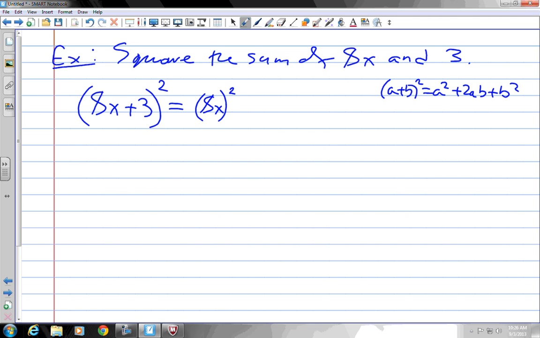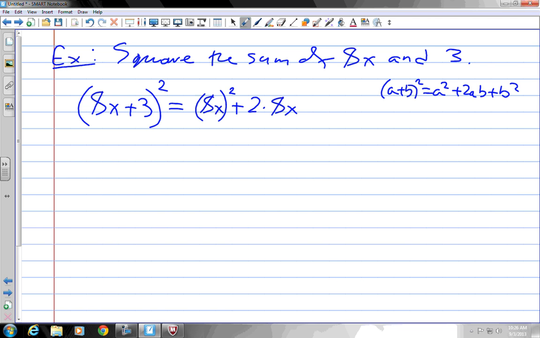And again, just like from last week, you have to make sure you square the entire term, whatever the coefficients are. Okay. Then it tells me what? Put a plus. So I'm going to put a plus. And then it tells me put a 2. So I'm going to put a 2. Right? There's always that 2 in there. And then it tells me 2 times a. a is 8x in this case.